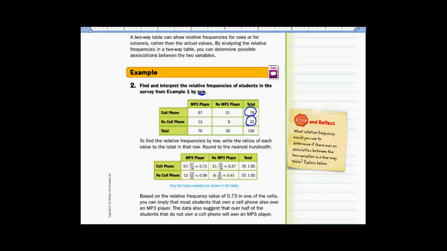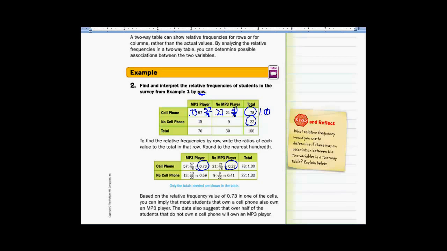All right, so this is the total. If they want it by row, then I'm going to take 57 divided by my total for the row, not my total this way, because that would be the totals for a column. 21 over 78. We do not leave these as fractions. Go ahead and divide them out. So I would have approximately 0.73 and 0.27, which makes sense because if this is the total that represents the whole thing, that should have a value of 1. So this decimal plus this decimal should add up to 1.